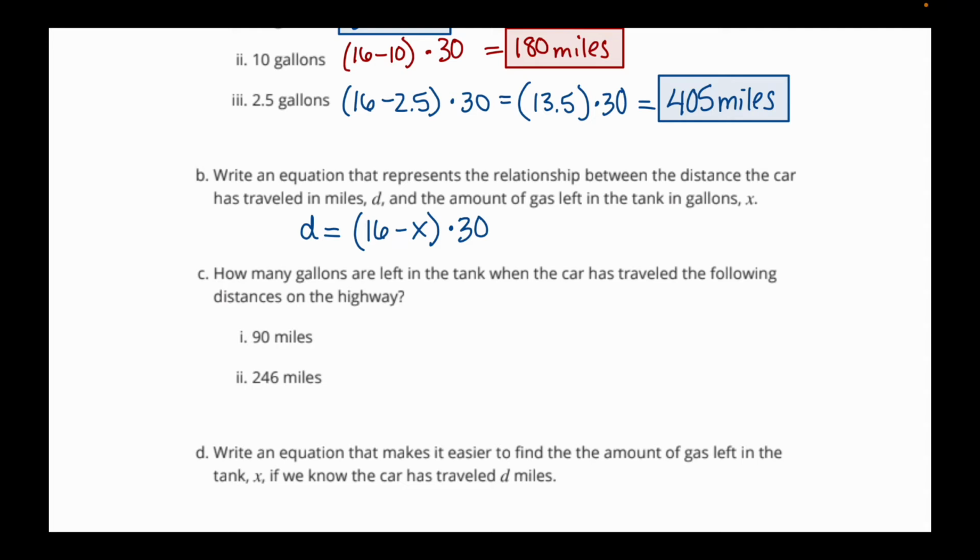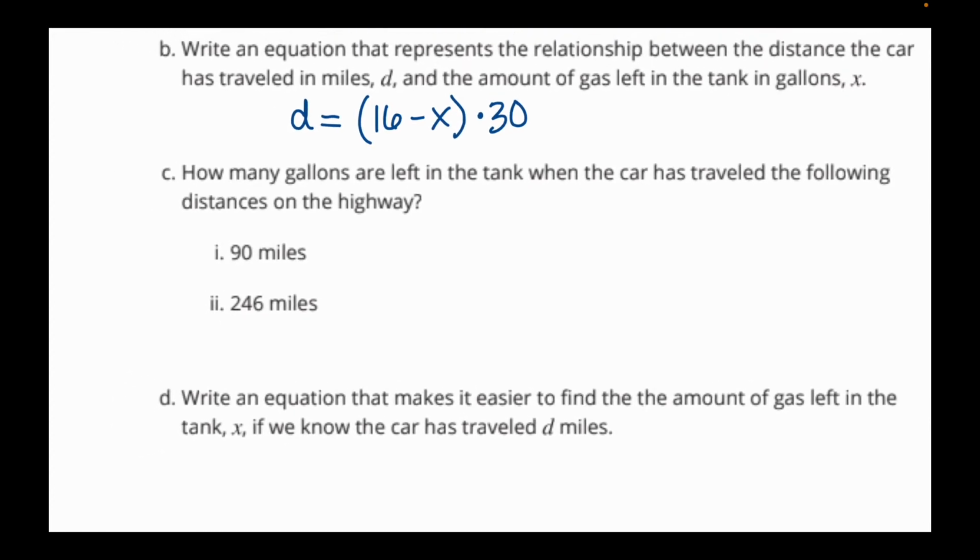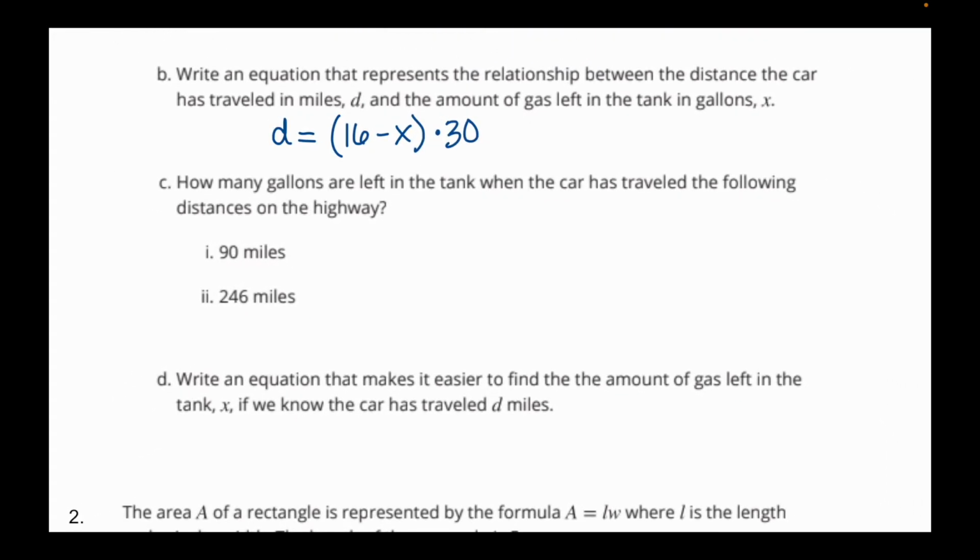So then part C, we are going to figure out how many gallons are left in the tank when the car has traveled these following distances. So if it has traveled a distance, I want to take whatever that distance is, and I want to divide that by 30. So I am going to take 90, and I'm going to divide that by 30. Now that's going to tell me how many gallons of gas I used to go that far.